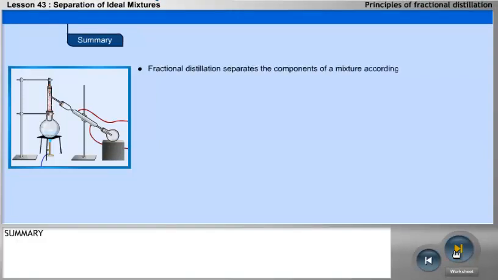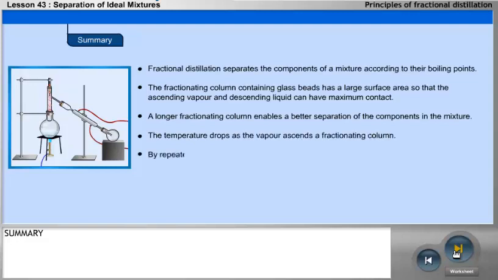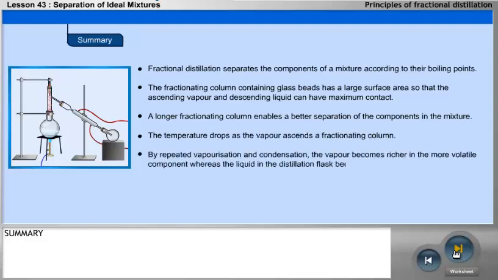Summary: fractional distillation separates the components of a mixture according to their boiling points. The fractionating column containing glass beads has a large surface area so that the ascending vapor and descending liquid can have maximum contact. A longer fractionating column enables a better separation of the components in the mixture. The temperature drops as the vapor ascends a fractionating column. By repeated vaporization and condensation, the vapor becomes richer in the more volatile component, whereas the liquid in the distillation flask becomes richer in the less volatile component.